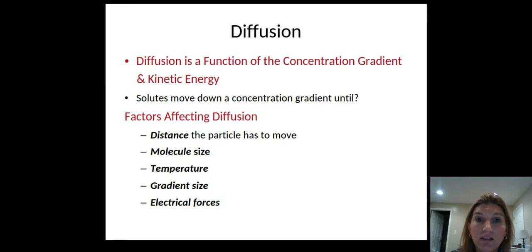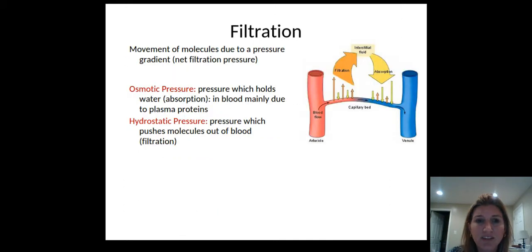The gradient size, if it's just the difference between a 51% and a 50%, or if it's a 3% and a 90% across the membrane, that's going to be a much quicker, much more rapid diffusion rate than something that's very close to equilibrium state. Electrical forces can play a role as well. Something like filtration is a different process.